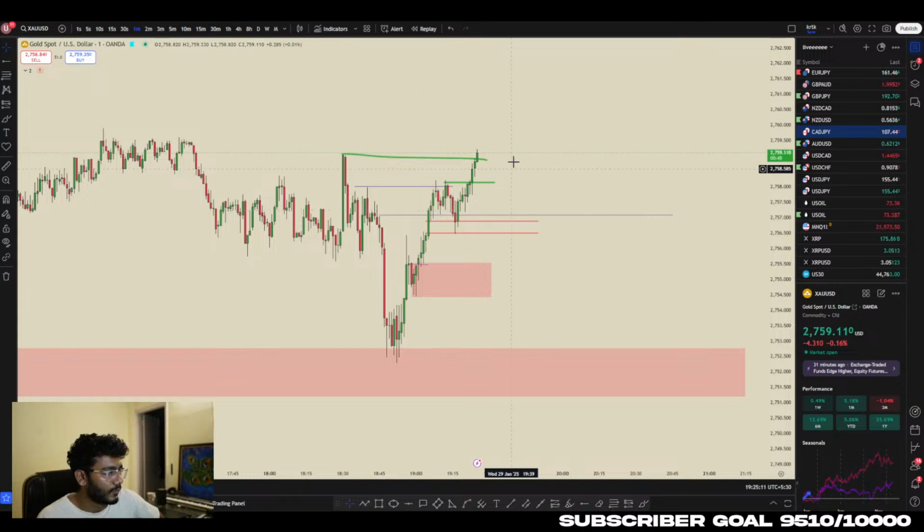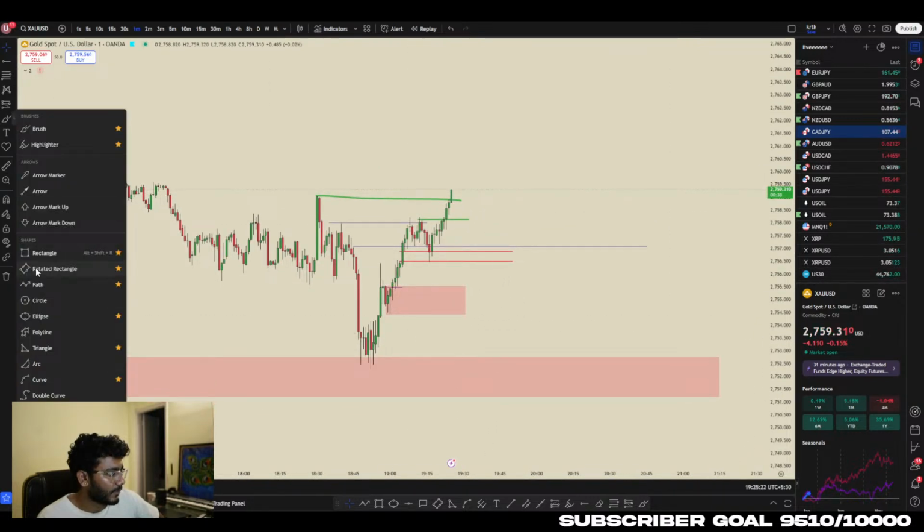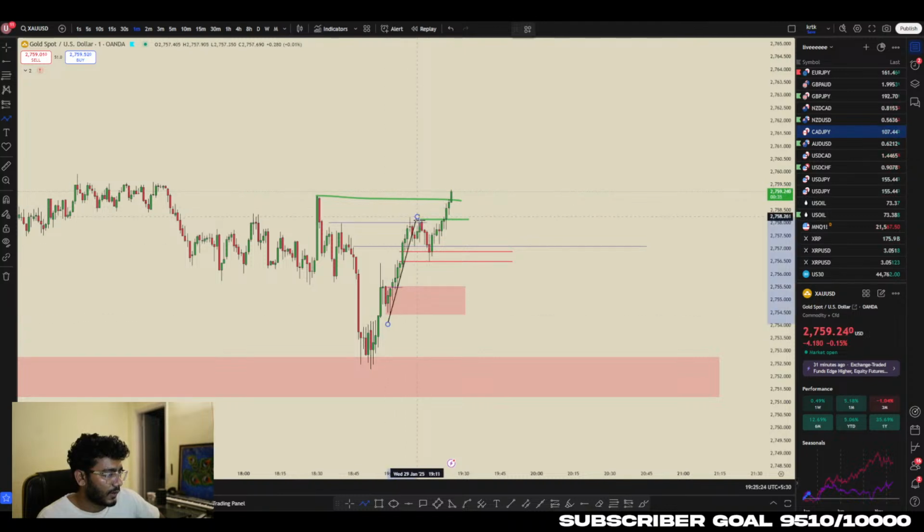You can enter at this area here also and put your stop loss below this low, or wait for retracement. I'm waiting. The best entry will be, right now we have this rejection to the downside. So we have this inducement, wait for price to create liquidity and then look for entry from this area to the upside.